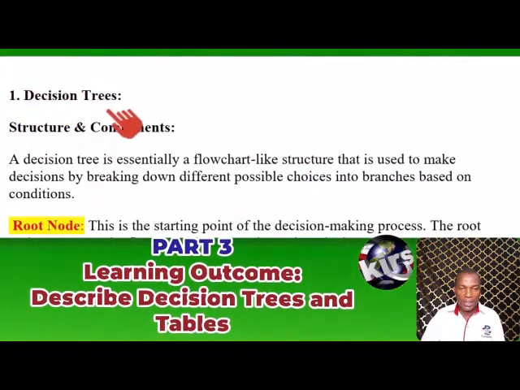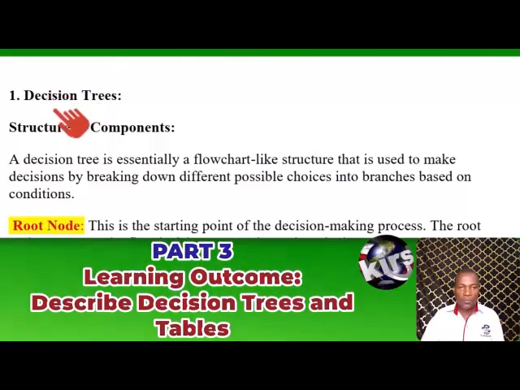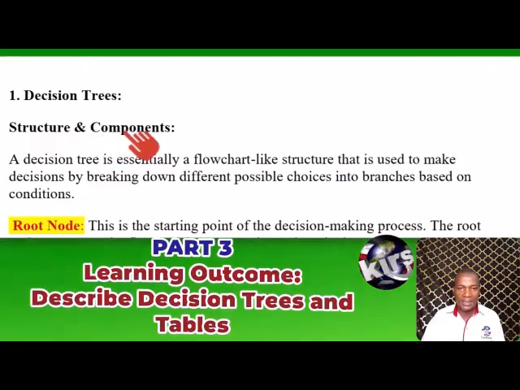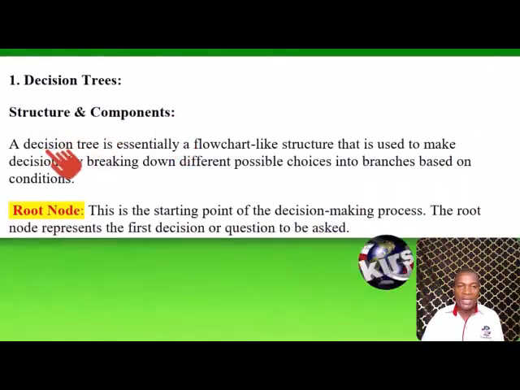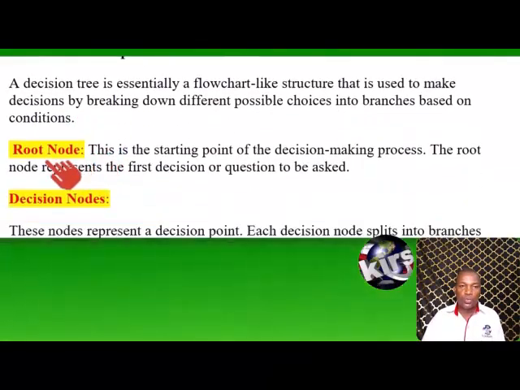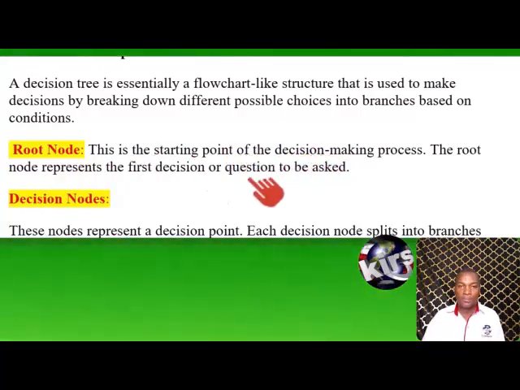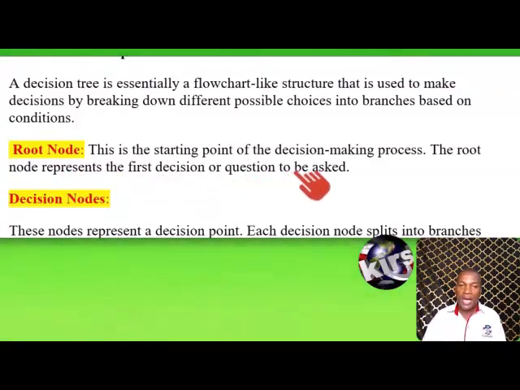So if you look at this, we have to first of all start by defining what a decision tree is. Structure and components. We would say that a decision tree is essentially a flowchart-like structure that is used to make decisions by breaking down different possible choices into branches based on conditions. The key terms which we are going to use here is root node. This is the starting point of the decision-making process. The root node represents the first decision or question to be asked.